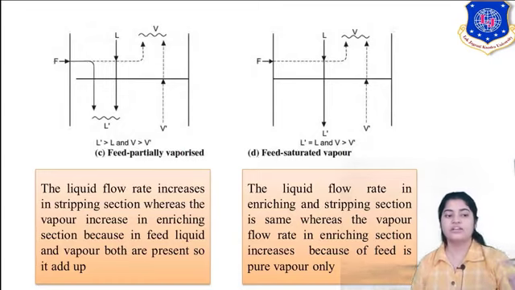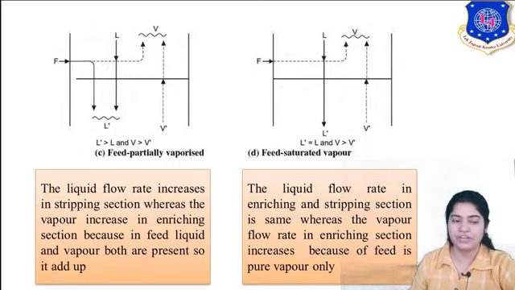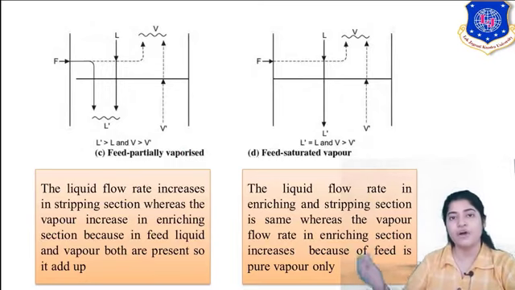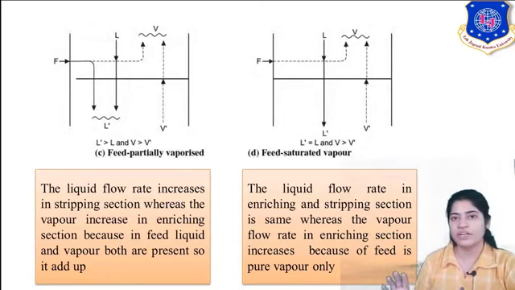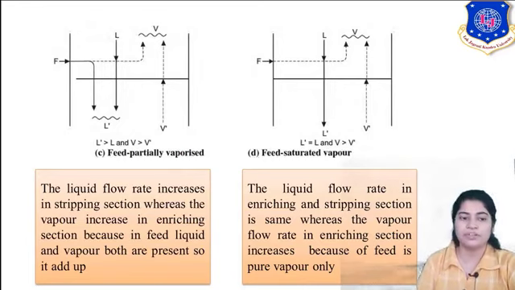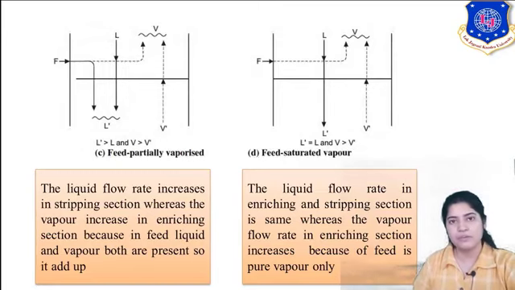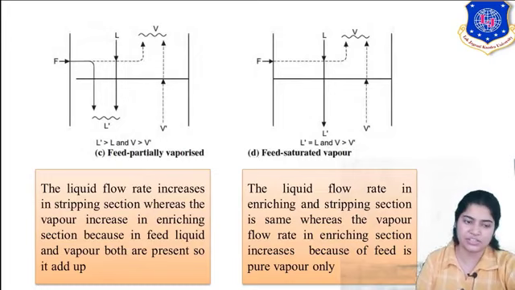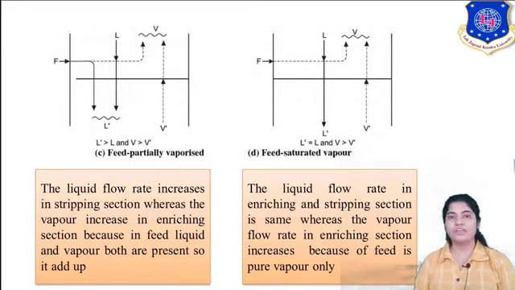You can see here two streams are responsible for the liquid coming into the stripping section: one, the liquid in the feed itself, and second, the liquid coming from the enriching section. Whereas talking about vapor, two streams are also coming: one, the part of vapor present in the feed itself, which is going into the enriching section, and the vapor coming from the stripping section, which is also going into the enriching section. Hence, the net result is that L bar is more than L and V is more than V bar.